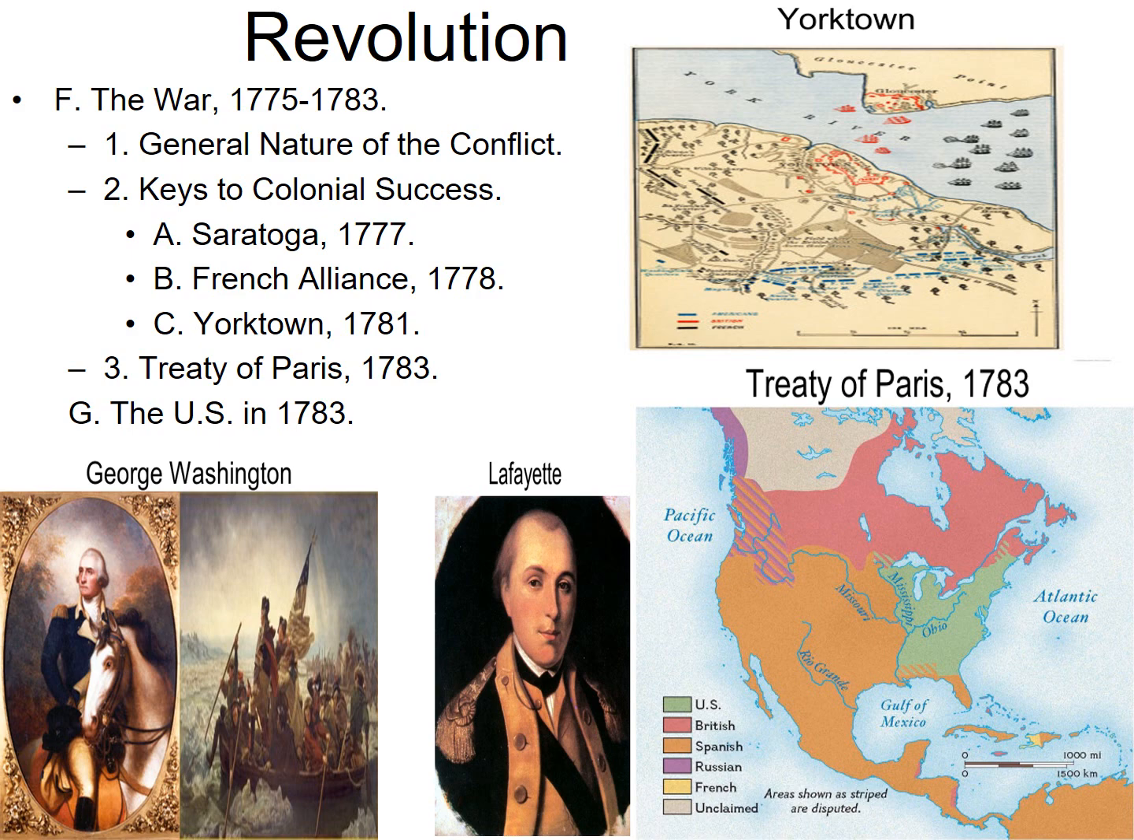Point number 3, the United States will claim all that land to the Mississippi River. Basically, everything you see in green on that map on the bottom right-hand corner, the United States will claim all the way from the Atlantic to the Mississippi and all points in between. So America is going to get a huge, huge amount of land out of this war. The United States goes from the Atlantic all the way to the Mississippi River.